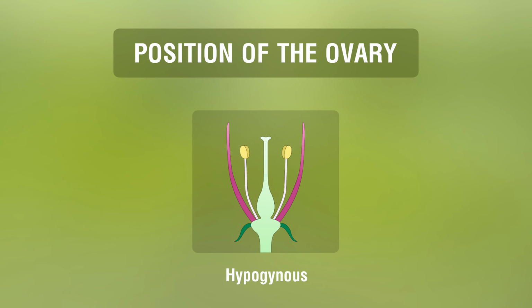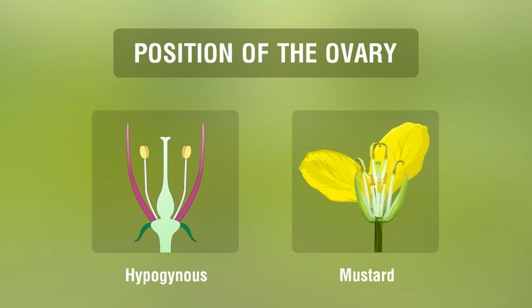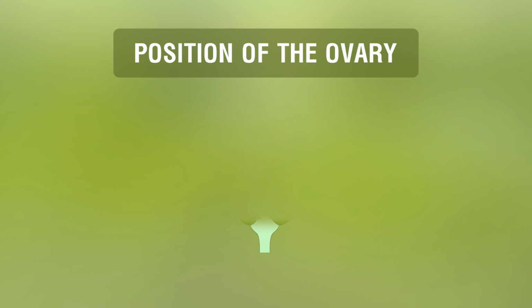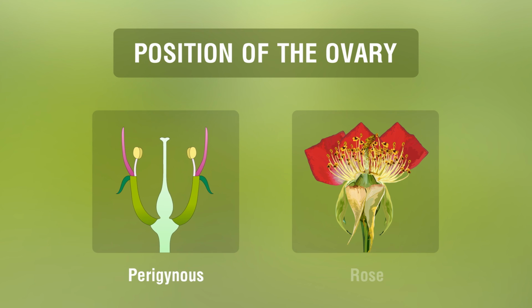Hypogynous. The ovary is superior to the other floral organs. Example, mustard. 3. Perigynous. The ovary is in the center and all 4 whorls are at the same level. Here, the ovary is half superior or inferior. Example, rose.